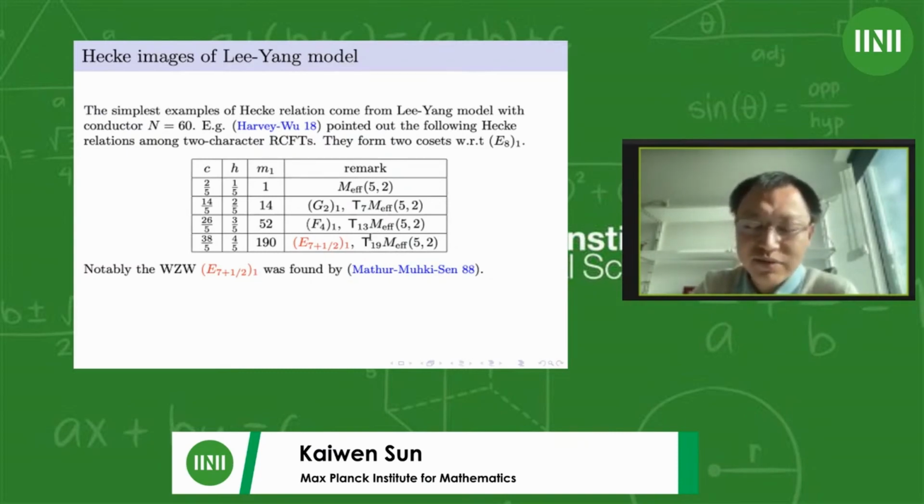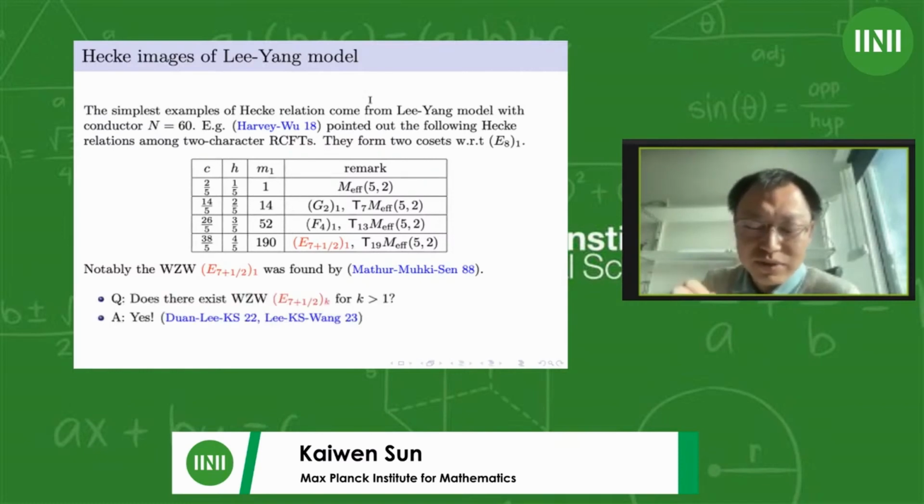And notably, if you apply T19 on this Lee-Yang model, you will get a very exotic theory, which is called the E7.5 at level 1 theory. This theory was found by Masamichi Sen in the 1990s in the classification of 2D rational CFTs with two characters. So these are a few good examples found by Harvey Wu for the Lee-Yang case. What I want to tell you here is that we have some very good byproducts of the Hecke operator.